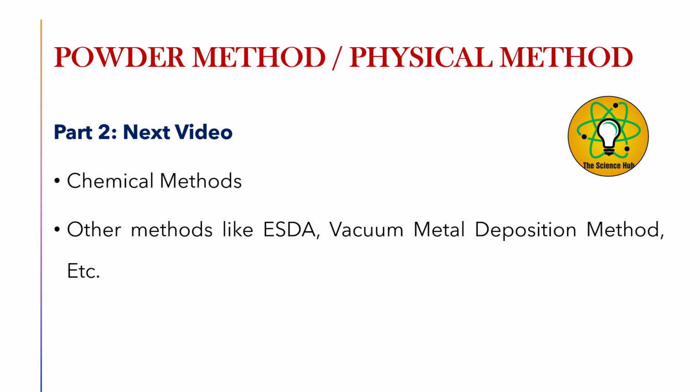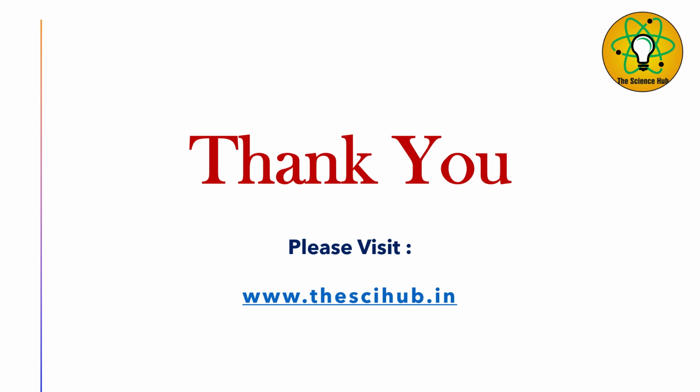So in today's presentation we have gone through the types of print, then the structure of the ridges formation, and various methods that we are going to see. That is, we have already completed the powder method and the physical method, then composition of sweat, and in the next video we are going to learn about the chemical methods of developing fingerprints and other methods like ESDA and vacuum metal deposition methods.